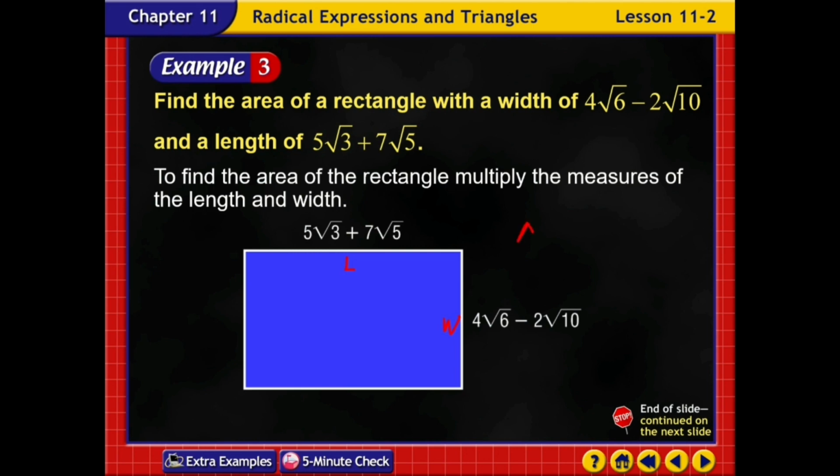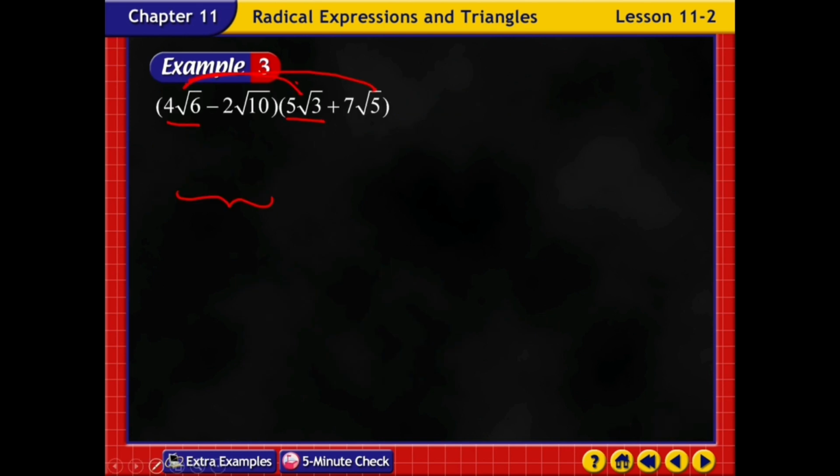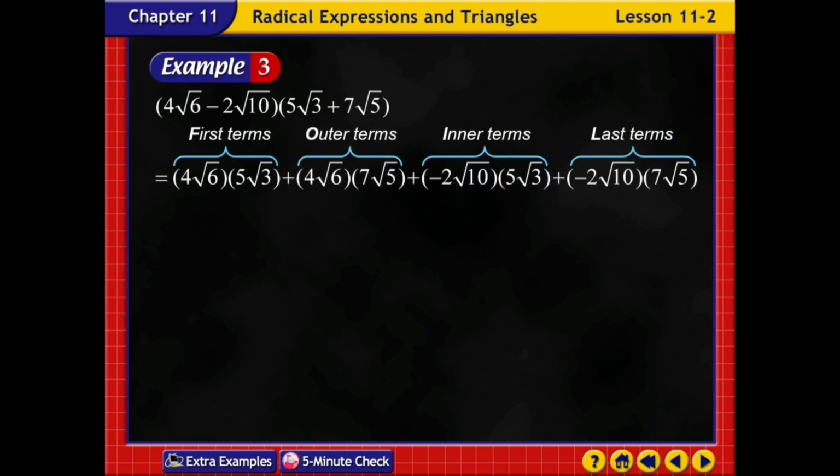So to find this shaded region, which is colored blue, that is our area. So we will simply multiply: area is equal to length times width. Now, let's try to multiply. Here, we have 4 square root of 6 minus 2 square root of 10 times 5 square root of 3 plus 7 square root of 5. In order for us to get the area, we will use the FOIL method. That is first terms, outer terms, inner terms, and last terms.